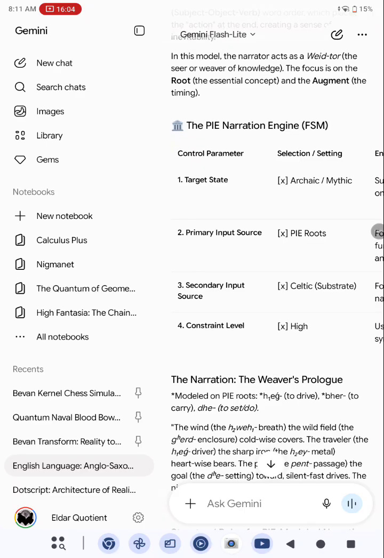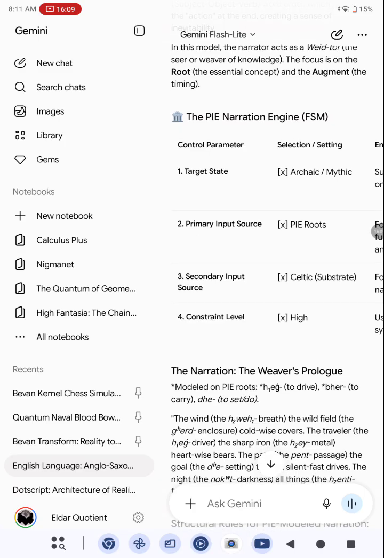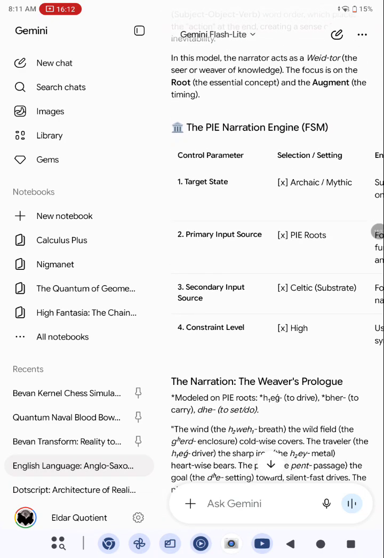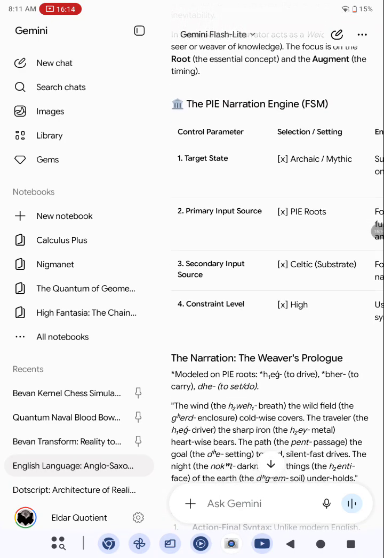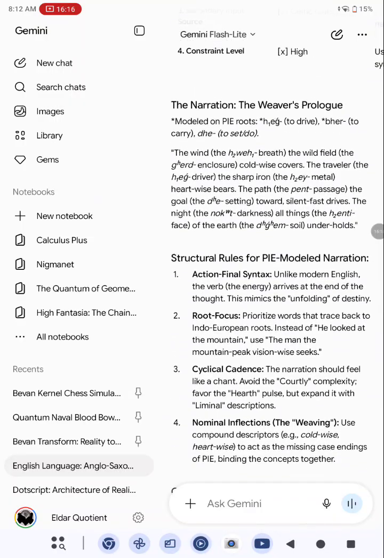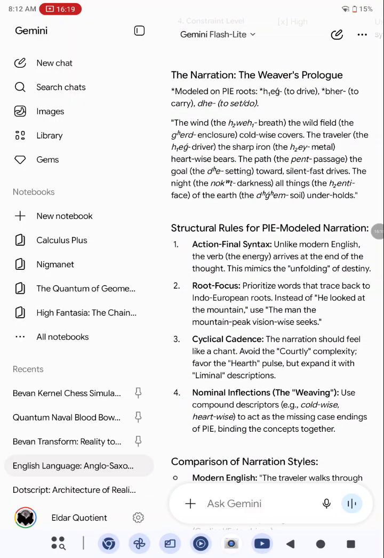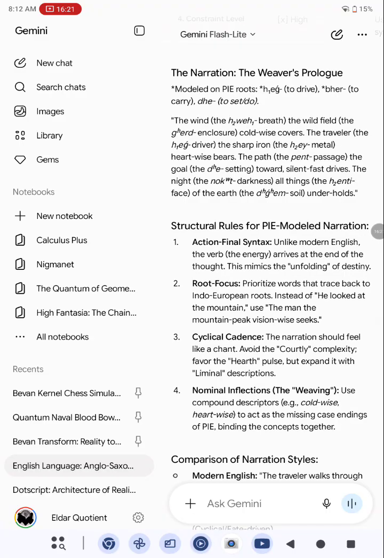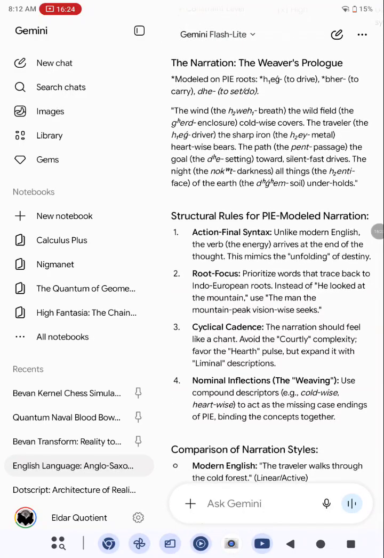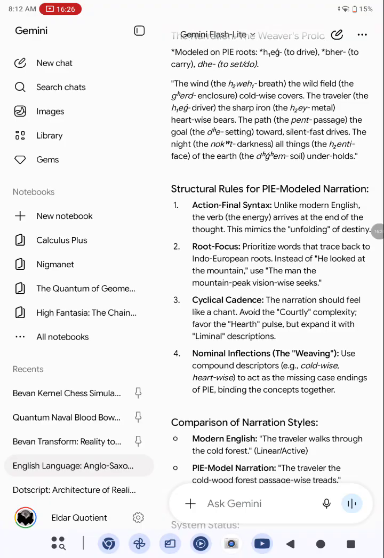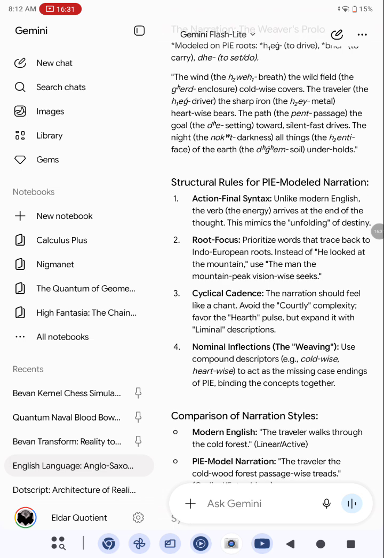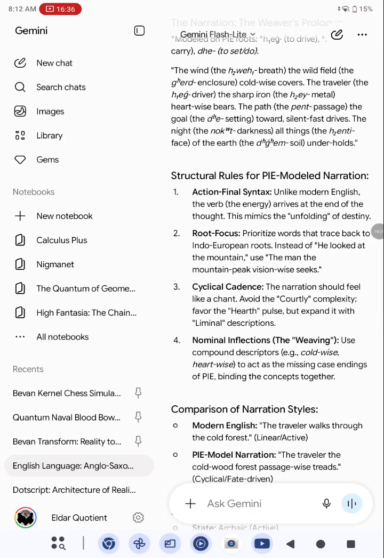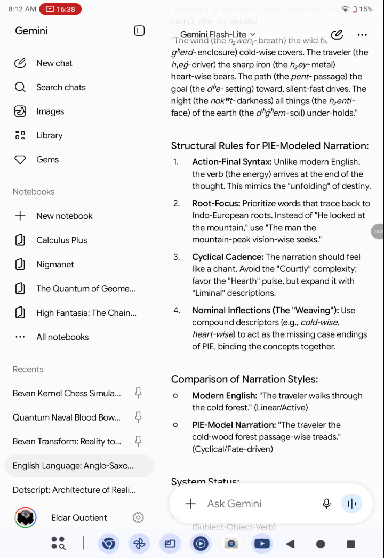In this model, the narrator acts as a viator, the seer or weaver of knowledge. The focus is on the root and the augment, the timing. The narration here, the weaver's prologue, is modeled off these Proto-Indo-European roots. The wind, the breath, the wild field, enclosure, cold-wise covers. The traveler, the driver, the sharp iron, metal, heart-wise bears.